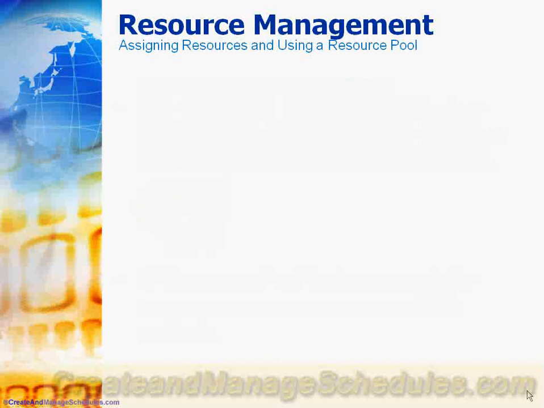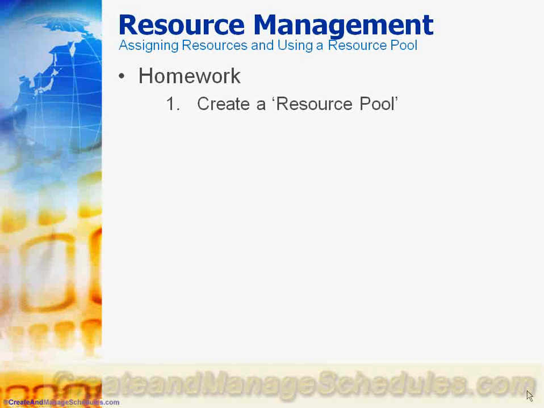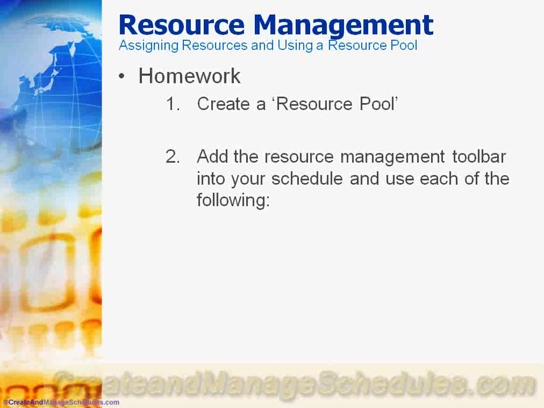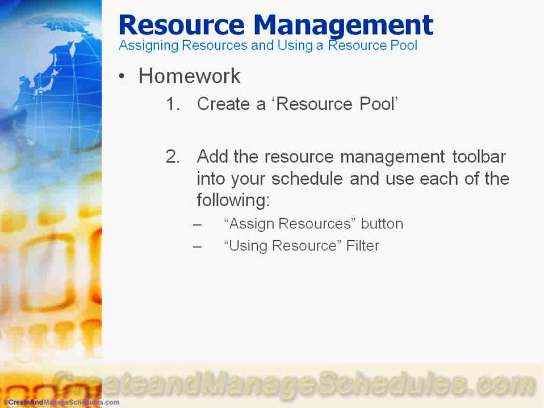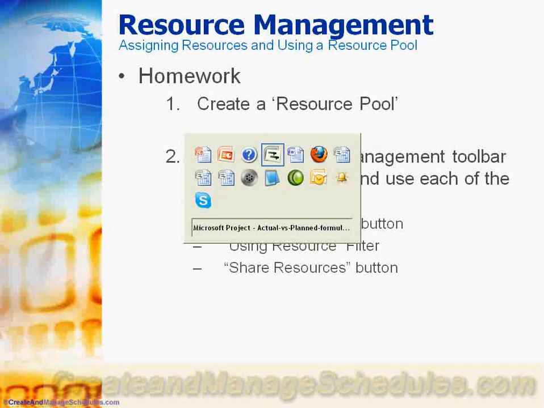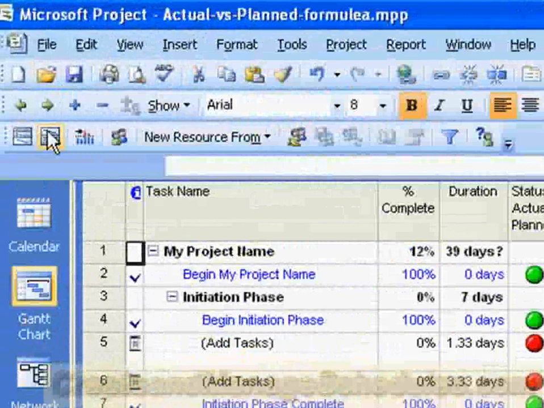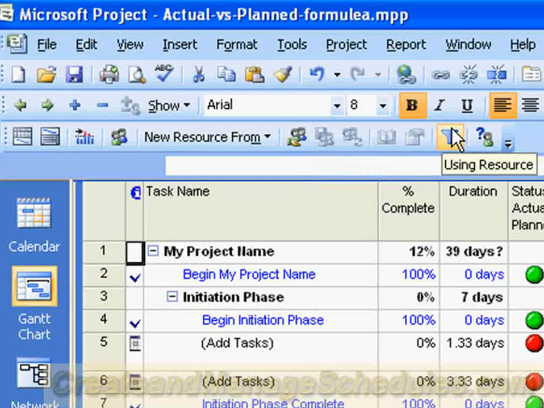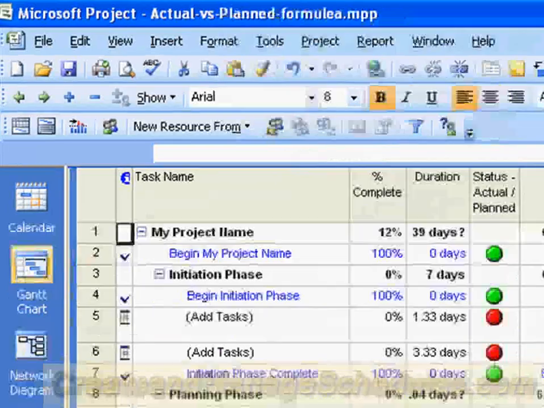Now let's take a look at the homework. What I want you to do is create a resource pool and then add the resource management toolbar into your project schedule if you don't have it there, and use each of the following: the Assign Resource button, the Using Resource filter, and the Share Resources button. Looking at the project schedule, you'll see those over here: Assign Resources, Share Resources, and Use Resources. Okay? In our next lesson, we'll go through the other buttons.